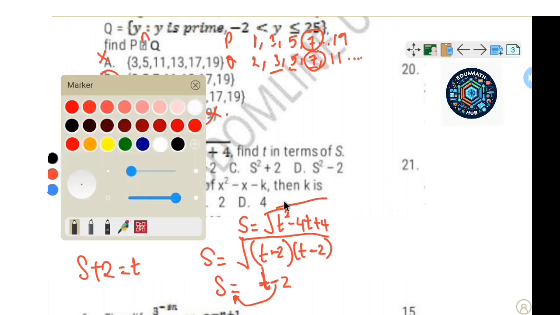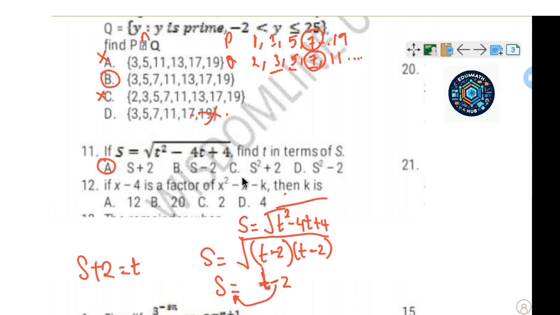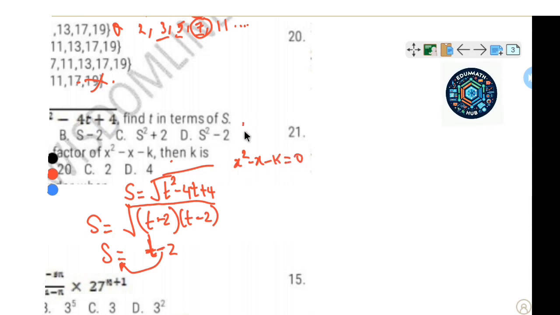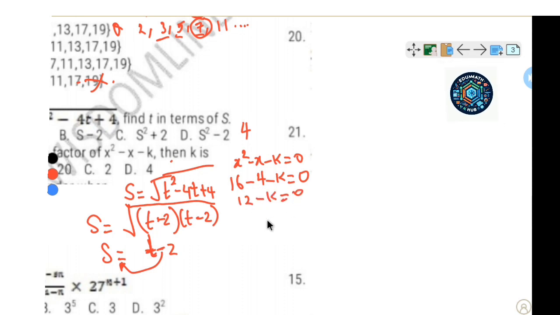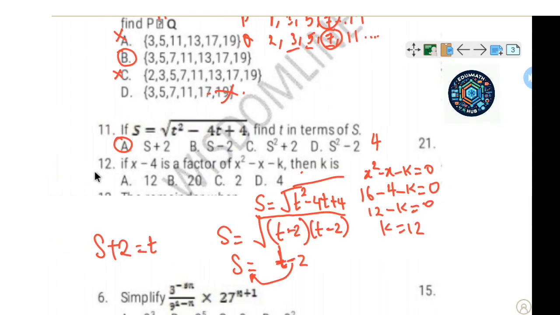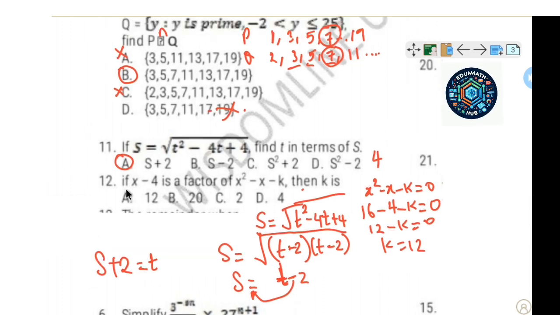So you come to this polynomial and put 4 here and let it be equal to 0. So you have x squared minus x minus k, it should give you 0 when you put in 4. So I'm putting 4 right now, so 4 times 4 will give you 16, minus 4, minus k, it will give you 0. 16 minus 4 will give you 12 minus k is equal to 0. Then you can see that k is equal to 12 from here. Then go to your options, check it out. So k is equal to 12. So that's the answer.